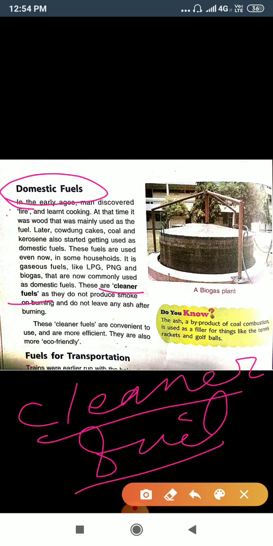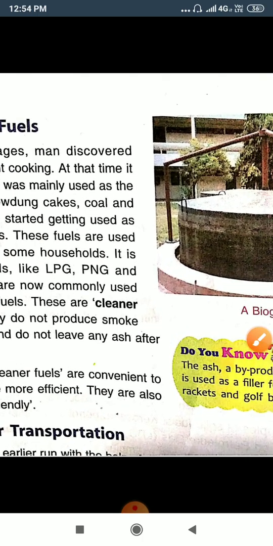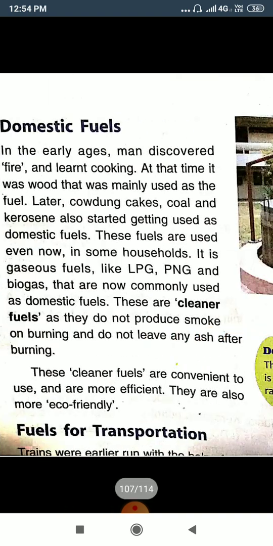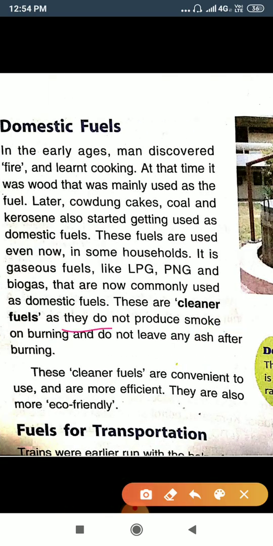Why? Because they do not produce smoke on burning and do not leave any ash after burning. This is very important. That's why they are known as cleaner fuels. And they are very convenient, more efficient also, and they are eco-friendly.